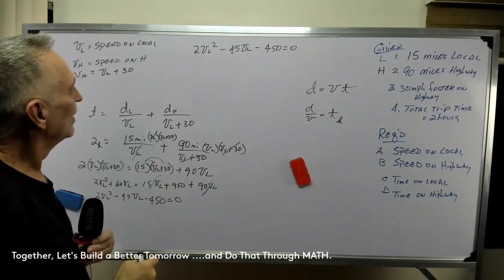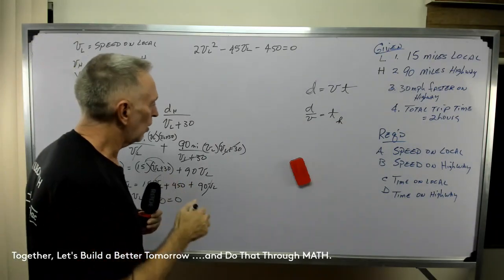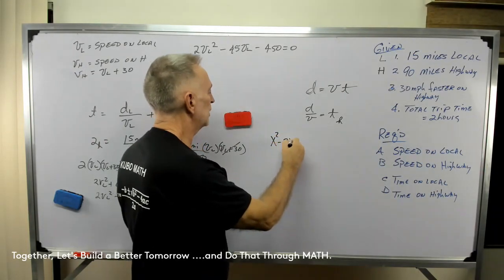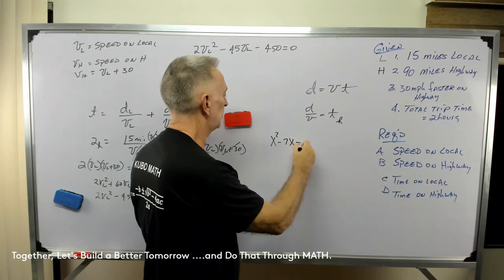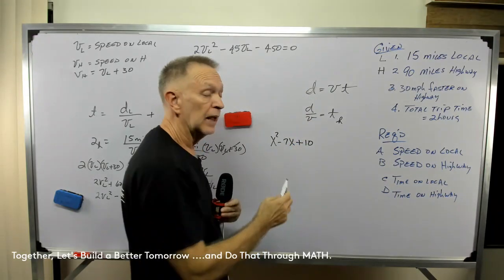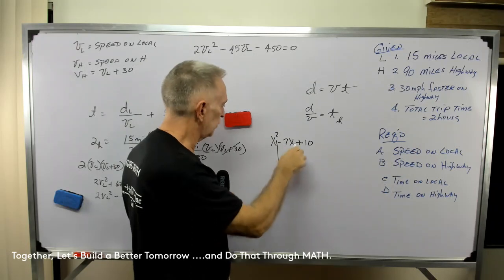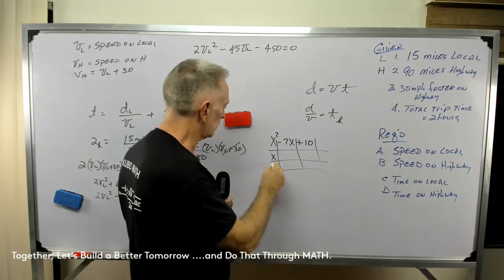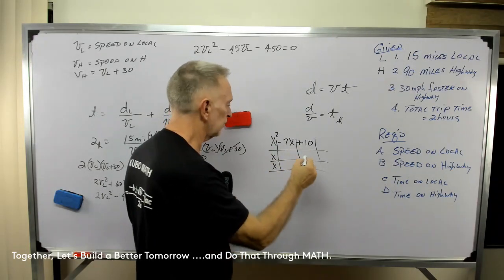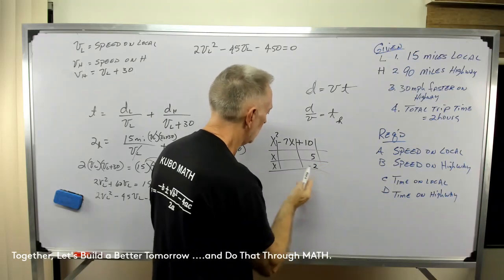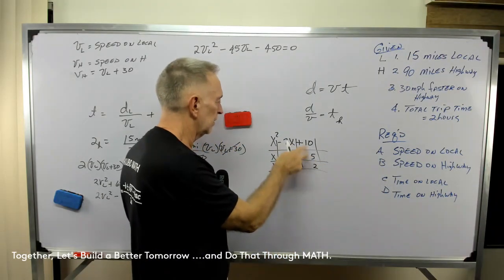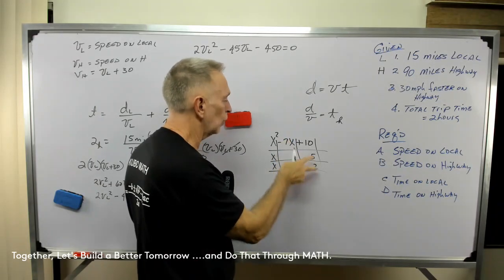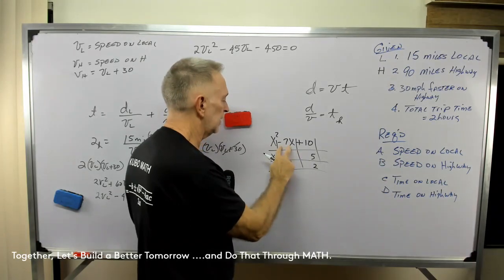Now, to factor this, you'll recall, let's say we had x squared minus 7x plus 10. In the past, we would say, well, let me just draw my little grid here. What are the factors of x squared? Well, it's x times x. What are the factors of a positive 10? Well, that could be negative times negative, giving me a positive, or positive times positive. But they need to add together to give me a negative 7x.